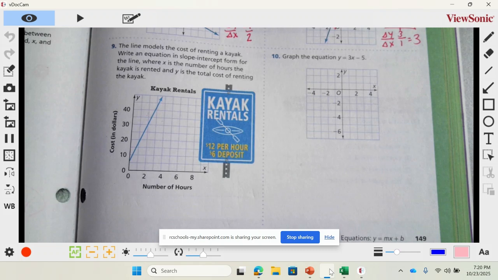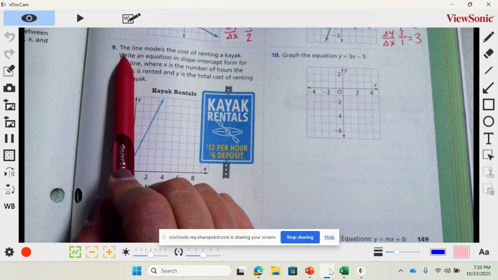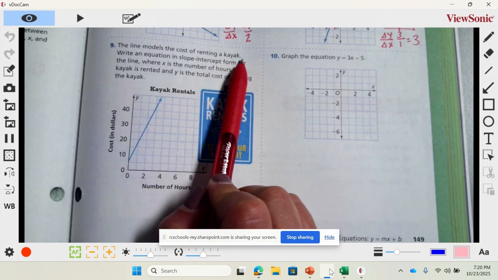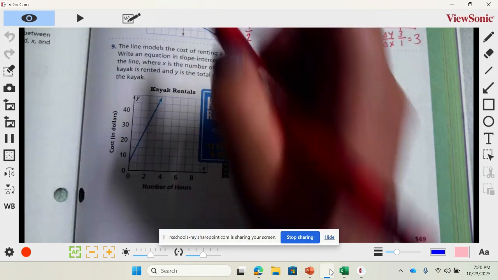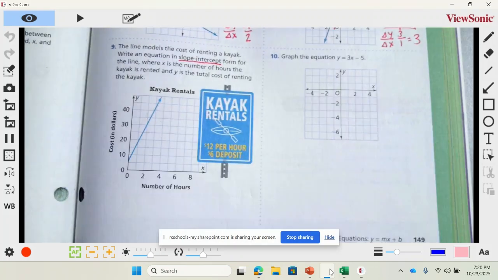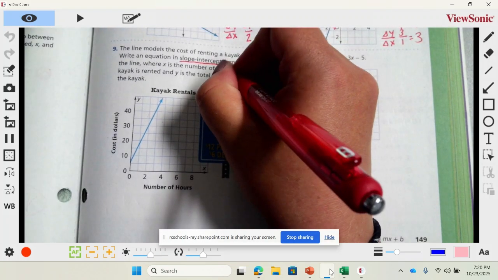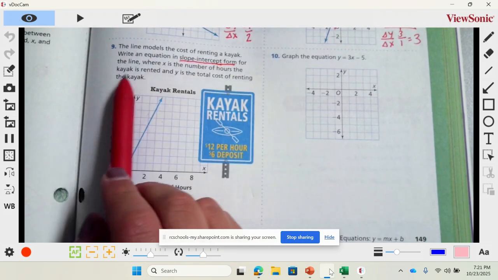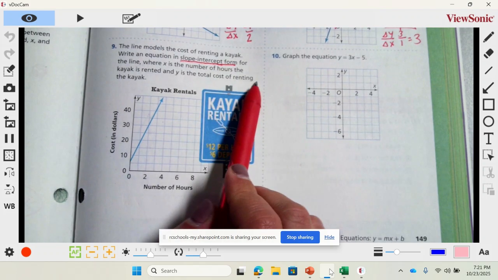Okay, so go ahead and reopen your workbooks today to page 149. We're going to finish off where we left off last class. So, looking at number 9 here, it says that the line models the cost of renting a kayak. Write an equation in slope-intercept form for the line, okay? Where X is the number of hours the kayak is rented and Y is the total cost of renting the kayak.